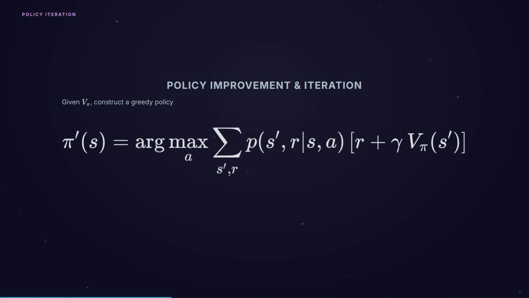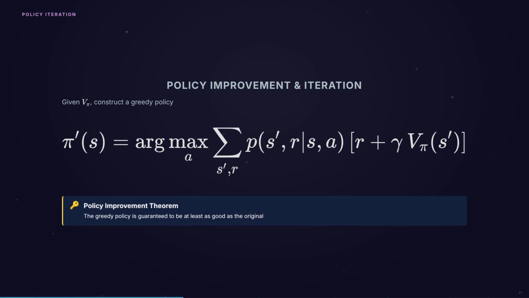Policy evaluation tells us how good the current policy is, but we want to make it better. That's where policy improvement comes in. The idea is, given V_pi, construct a new policy that acts greedily. For each state, compute Q_pi of S, A, which is just the reward plus gamma times V_pi of the next state, and pick the action with the highest Q value. This new policy pi prime is guaranteed to be at least as good as pi. If it's strictly better anywhere, it's strictly better everywhere it differs.